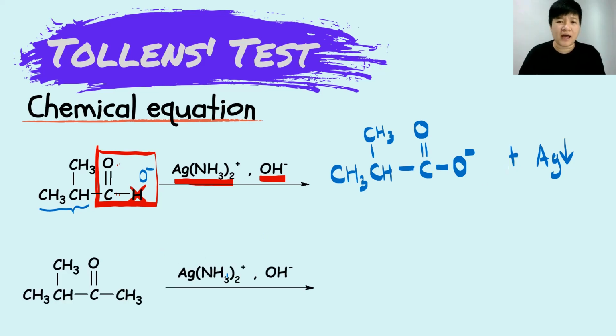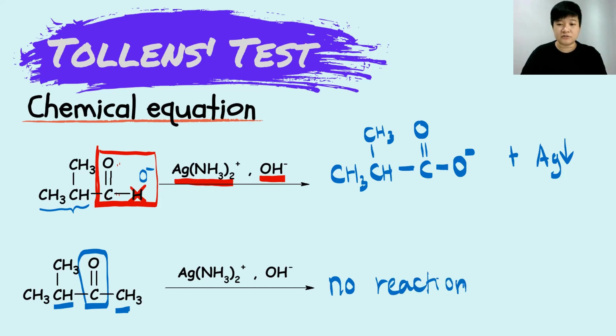What happens when you have a ketone? If you look at your ketone, you realize that your C double bond O has no hydrogen attached. When the C double bond O doesn't have a hydrogen attached, there will be nothing to remove. That's why for your ketone, there will be no reaction, because there is no hydrogen that you can remove. Alright, no hydrogen attached to the carbon holding C double bond O, so it will be a negative Tollens test.